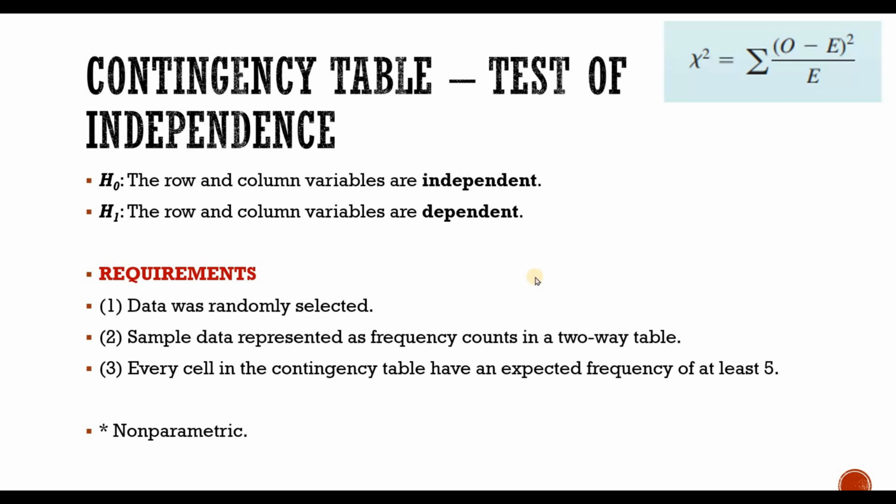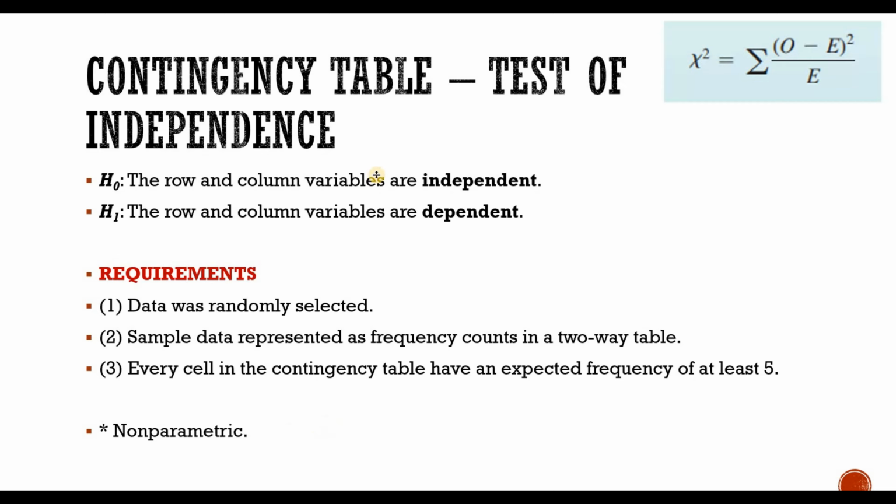The requirements: again, if you are making inference about a population from a sample, ensure that it's randomly selected. The sample data should represent frequency counts in a two-way table, meaning the table should display the interaction between two variables. And every cell in the contingency table should have an expected frequency of at least 5. And I want you to remember that this test is a non-parametric test. As you see, there is no requirement for normal distribution.